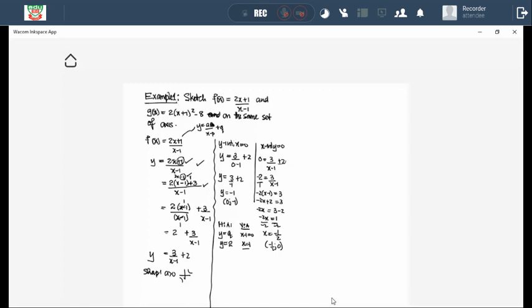I can sketch this. We can sketch it. Okay, let me sketch this graph. Right, that's your y-axis, and this is your x-axis. This is y, this is x. Okay, first insert the asymptotes. The first one is y equal to 2.